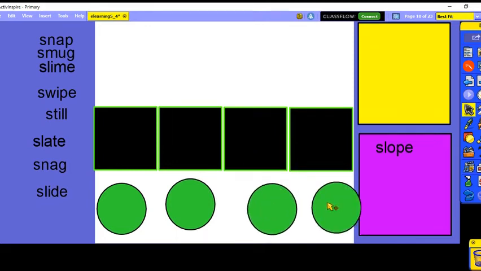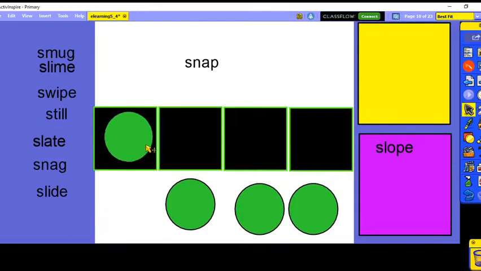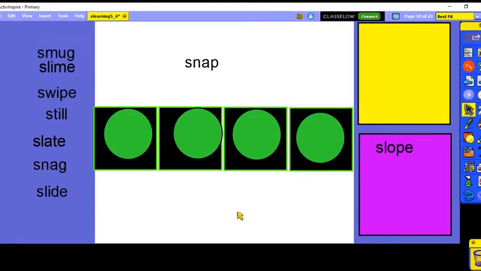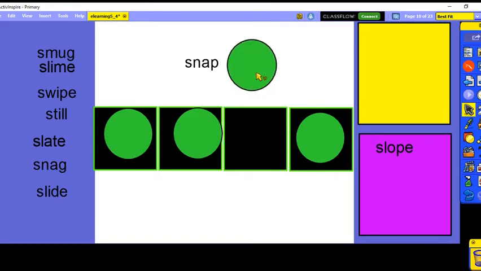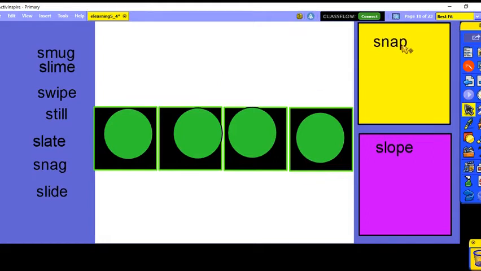All right, let's do another word. Snap. Let's say all the sounds we hear in snap. Snap also has 4 sounds. Okay, snap. Now let's listen to the vowel sound. Ah, snap. Is ah a short vowel sound or a long vowel sound? Ah is the short vowel sound for A, so that one goes in the short vowel section.